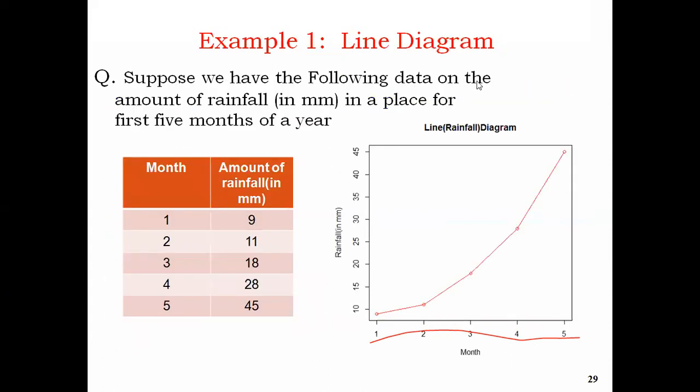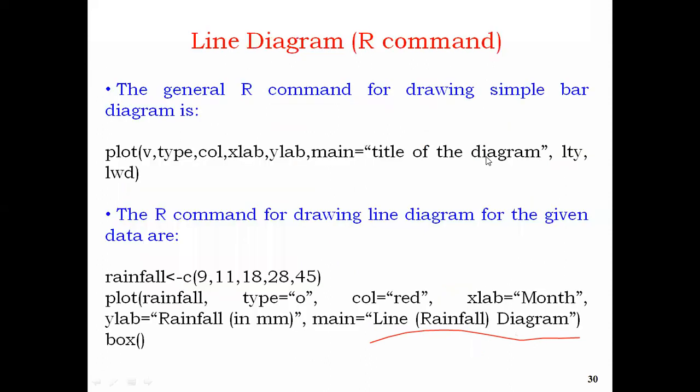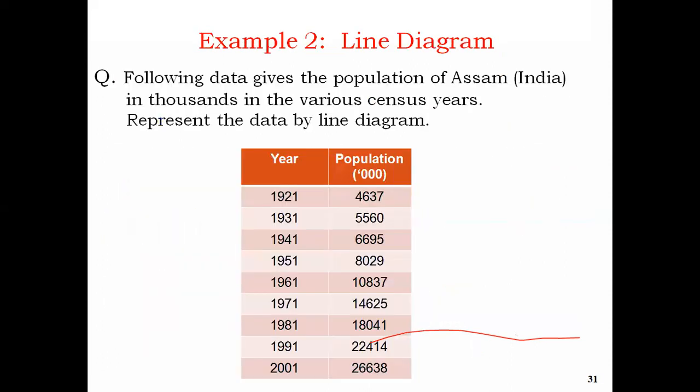It is coming here, the line within the bracket, rainfall. If you give only a line diagram here, then this is also okay. Then next you see example number 2.